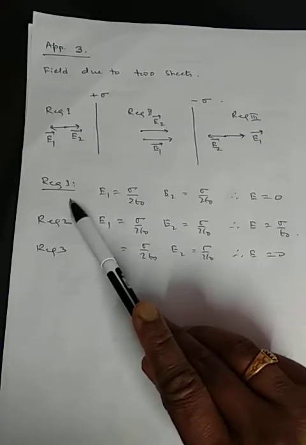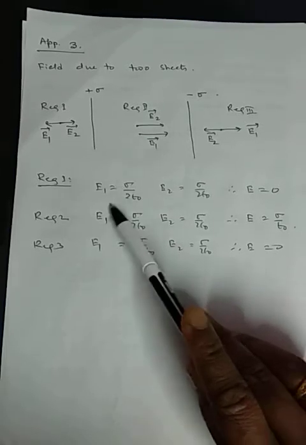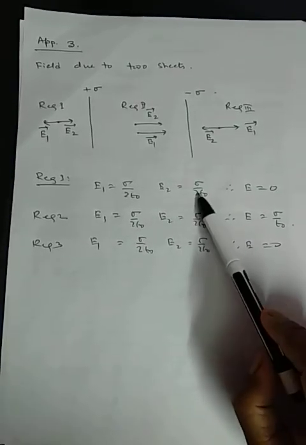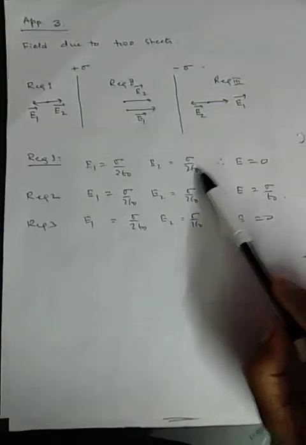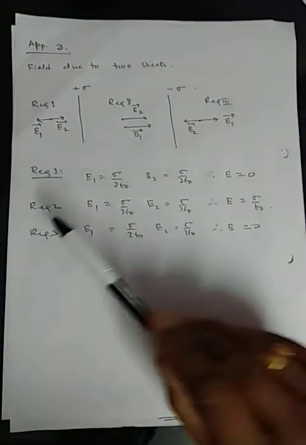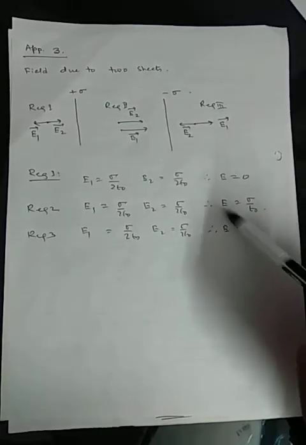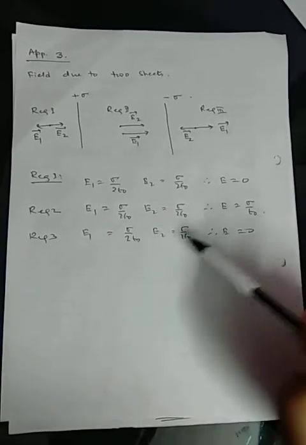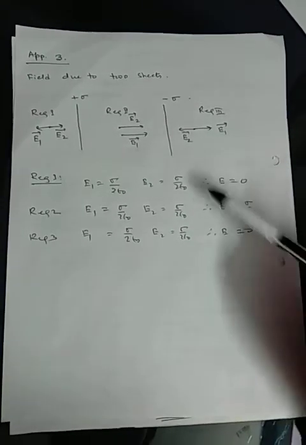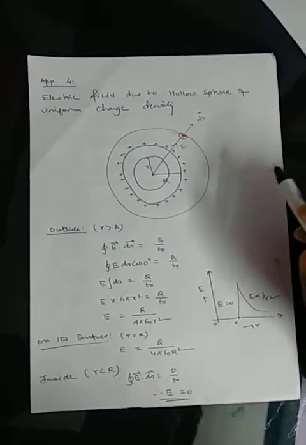So in region 1, since both are oppositely directed and their values E1 and E2 are the same, which we have calculated from application number 2, we are getting electric field to be 0. In region 2, E1 and E2 are again the same, but they are added because they are in the same direction. This is the value. In region 3, E1 and E2 being the same, they are to be subtracted. So we are getting this particular value. Hope you all have understood application 2 as well as application 3.